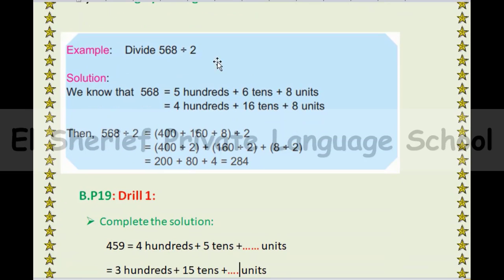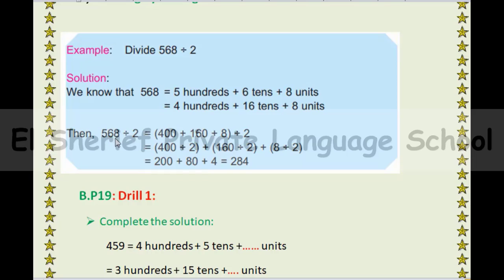Example, if we have 568 divided by 2, we use the expanded form: 568 equals 500 plus 6 tens plus 8 units. But here we know 500 isn't divisible by 2, so 5 must become 4. So we will take 100 from this, so 5 becomes 4. And we know 100 equals 10 tens, so we add the 100 that we took from 500 to the 6 tens, and 6 becomes 16 tens, plus 8 units as it is.